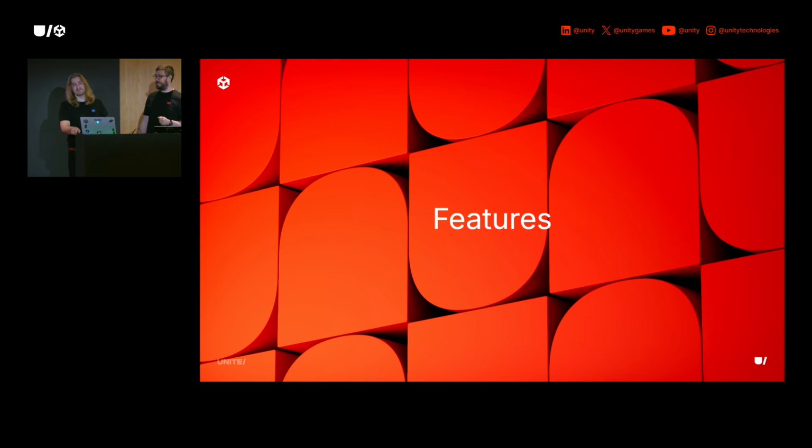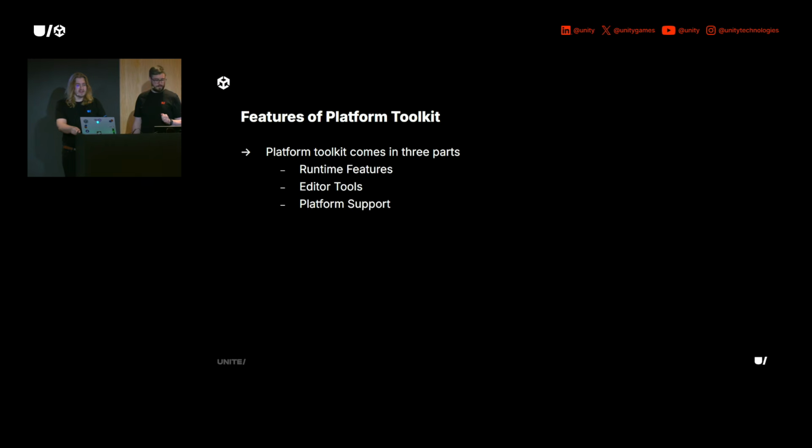That's enough of the background. Let's get back to the features. I think it's helpful to think about the Platform Toolkit in these 3 parts. The features that we support in the Runtime API that actually interact with the platform systems and services in your build player, the editor components that let you configure Platform Toolkit, and the tools that let you test these features in the editor, and the actual platform support packages that provide the runtime implementations for specific platforms and ecosystems.